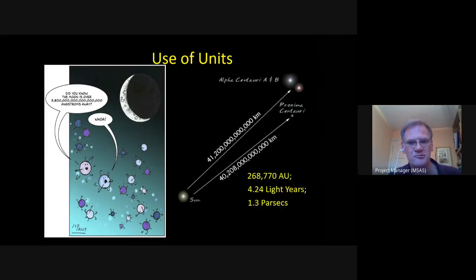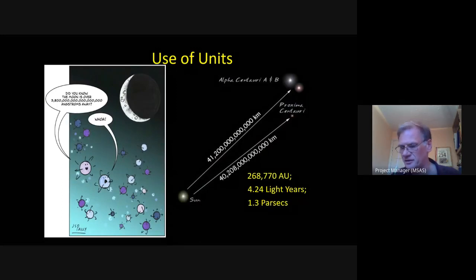So you could measure it in astronomical units, the distance between the Earth and the Sun, and you'd find it was 268,770 astronomical units. Or you could do it in light years, the length of time it takes light to travel between the two objects, and it would be 4.24 years. Or you can measure it in parsecs, which astronomers often use, and I'll come on to what a parsec is in a little bit.